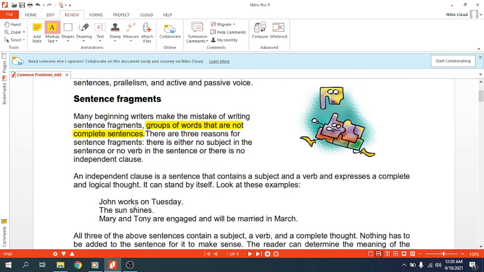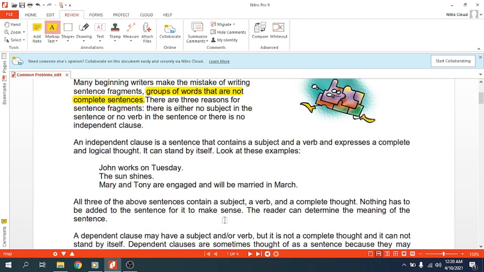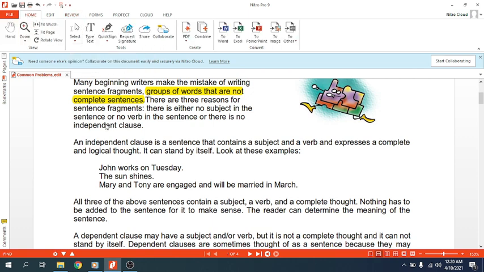So here are three complete sentences. Okay, John works on Tuesday. It seems very simple. That's why it's called a simple sentence, because it has only one independent clause. So it has one subject, John. It has one verb, works, and then it has an adverb of time, on Tuesday.